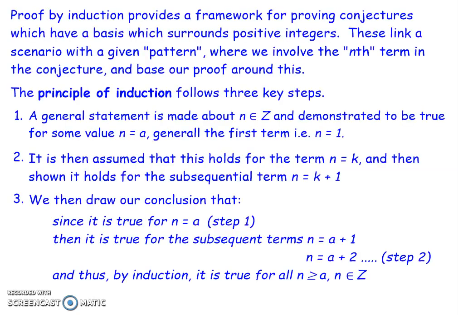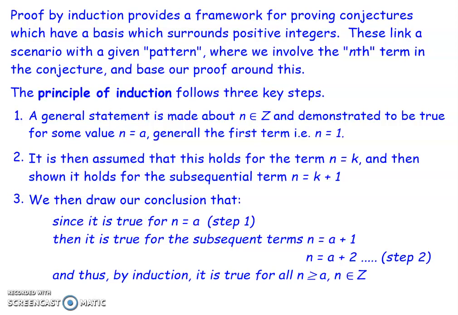Now, proof by induction provides a framework for proving conjectures which have a basis surrounding positive integers. Now, they link a scenario with a given pattern where we involve the nth term in the conjecture and base our proof around this. So what we do is we have a conjecture which emits some sort of pattern, and it gives us some sort of sequential-esque theorem. And what we do is we use the nth term within that to prove by induction, and using the principle of induction, that it is valid throughout for every value it can take.